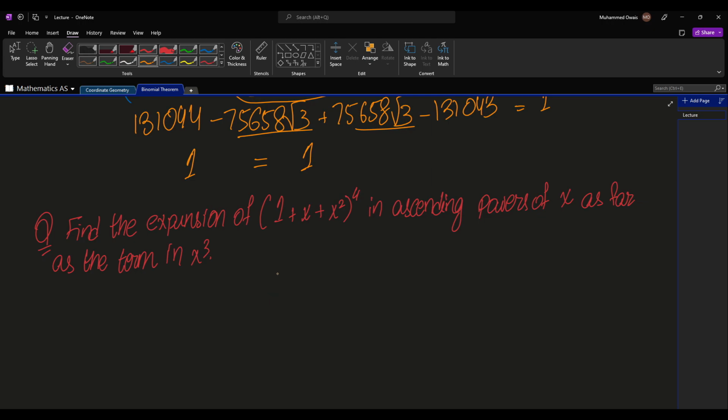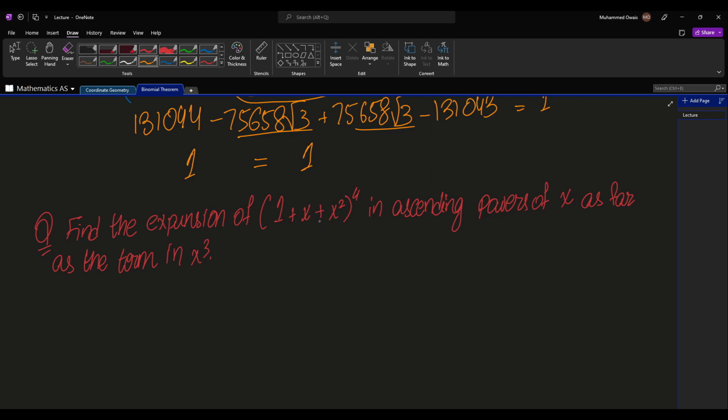Alright then, here we have the last question for today. In this, it is asking us to find the expansion of (1 + x + x²)⁴ in ascending powers of x as far as the term in x³. Basically, it wants us to expand this until x³.